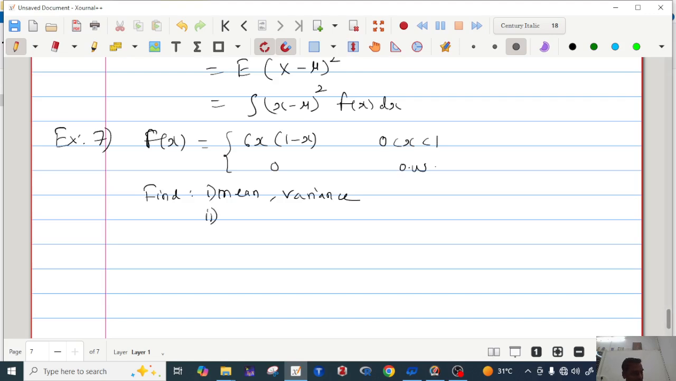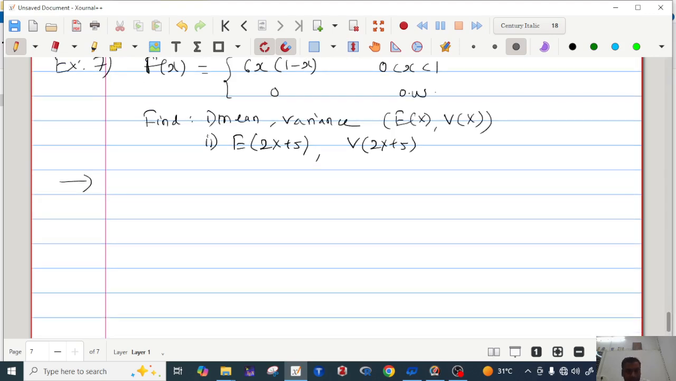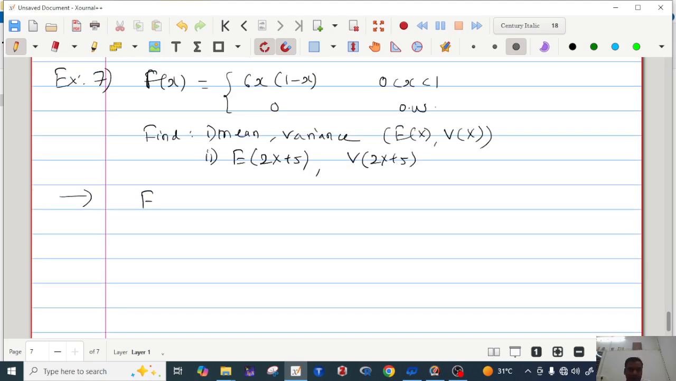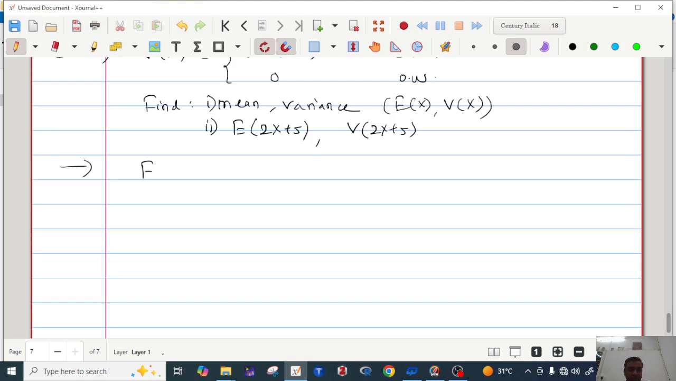Mean is nothing but E of x, and we are asked to find the variance of x. We are also asked to find E of 2x plus 5. Once we obtain E of x and variance of x, with the help of the properties of change of origin and scale, we can find out this second part easily. Now, this is the PDF, and you have to find the mean and variance.